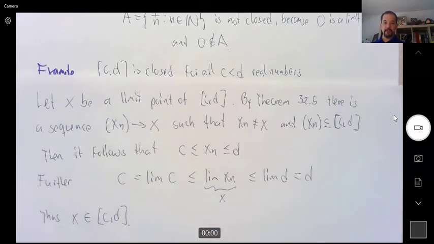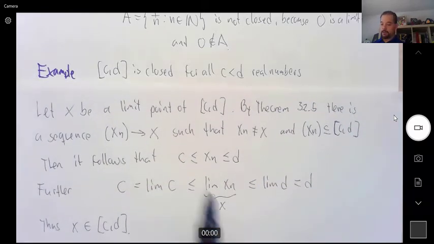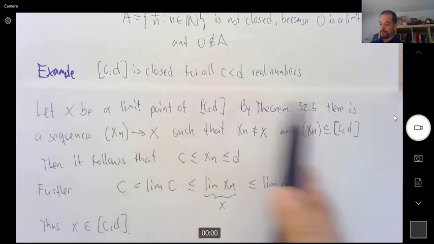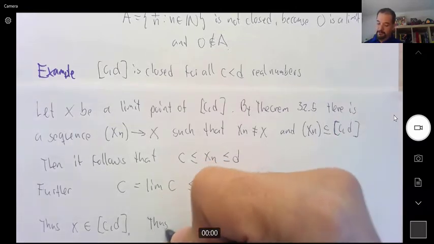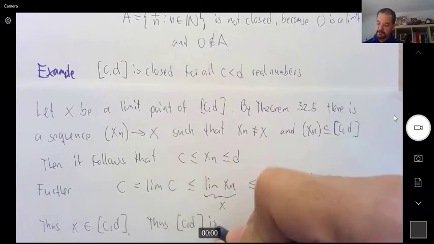And we are done, right? You see that we are done? I picked an arbitrary limit point, and I just proved to you that the limit point belongs to the interval. So that means this set contains all its limit points, therefore it is closed. Thus, CD is closed.